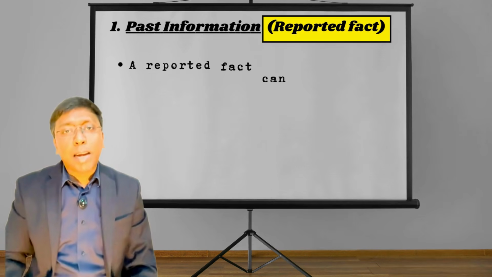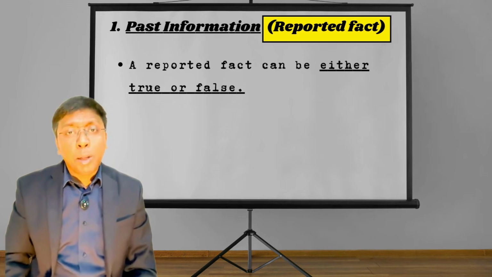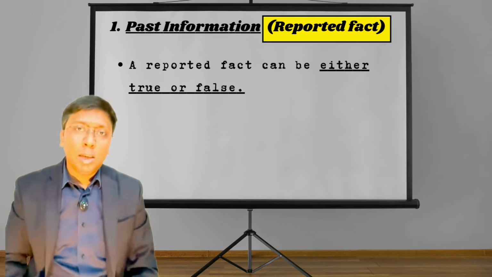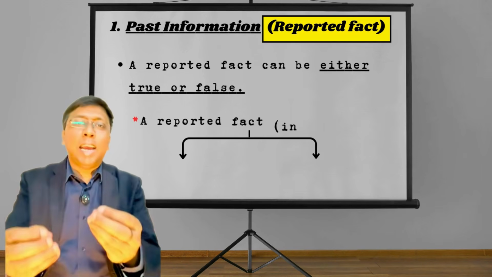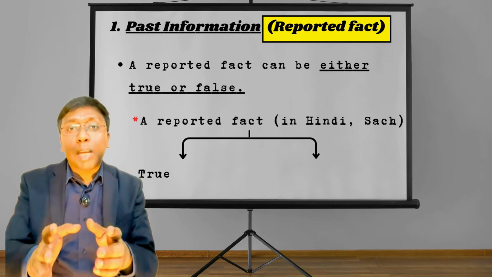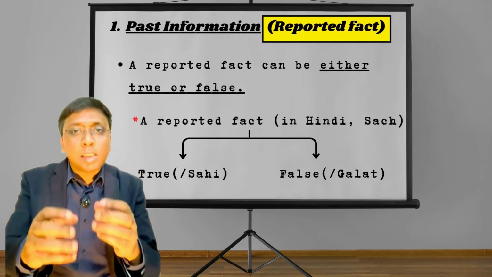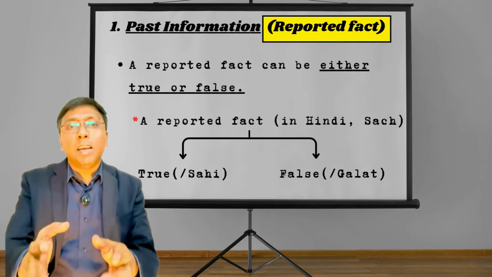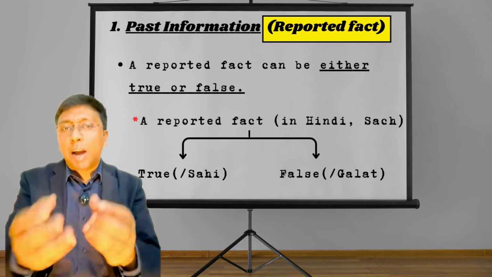Also, a reported fact can be true or false. So every reported fact in the public domain is not always true. See, in Hindi, there are three words: sahi, galat, and such. Aspirants sometimes get confused with such and sahi. So let's avoid whether the reported fact is true or false. Just focus on the reported fact.